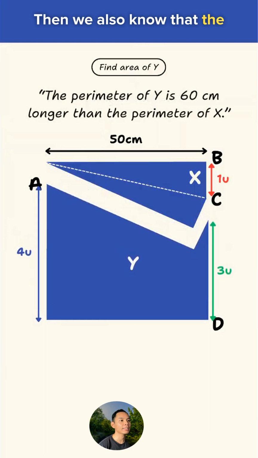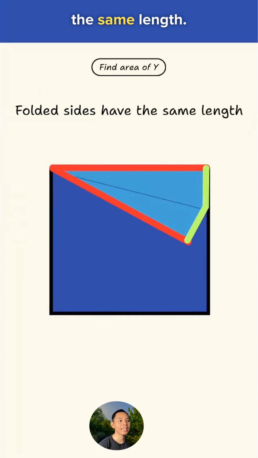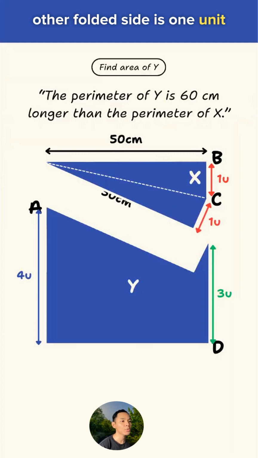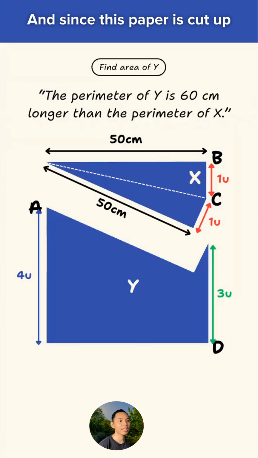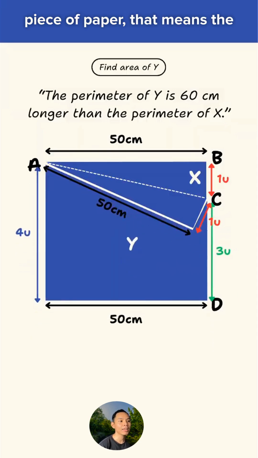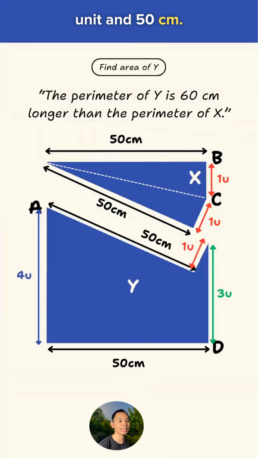Then we also know that the perimeter of Y is 60 centimeters longer than the perimeter of X. So in this case, we want to put in the lengths of X and Y. So first, if you know anything about folded sides, they have the same length. That means for area X, the other folded side is 1 unit and also 50 centimeters. And since this paper is cut out from the original rectangular piece of paper, that means the other side is also 50 centimeters. And for Y, the cutout part is also 1 unit and 50 centimeters.